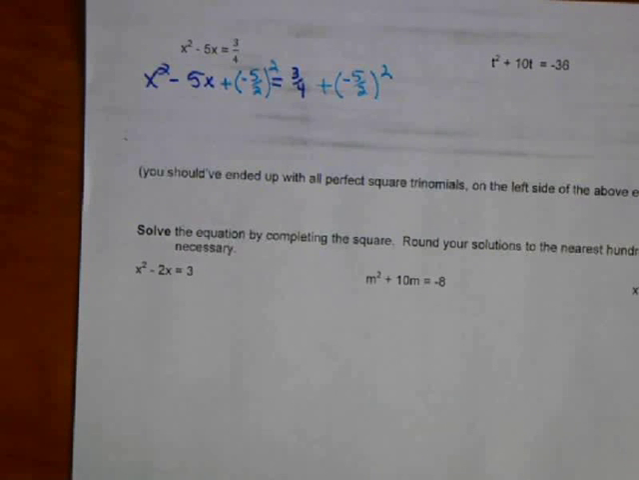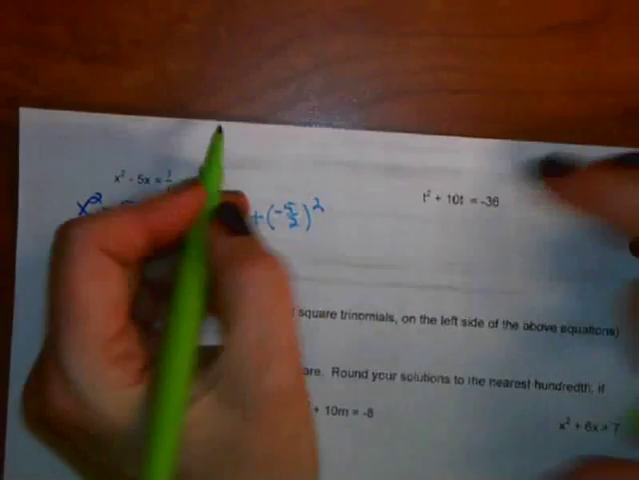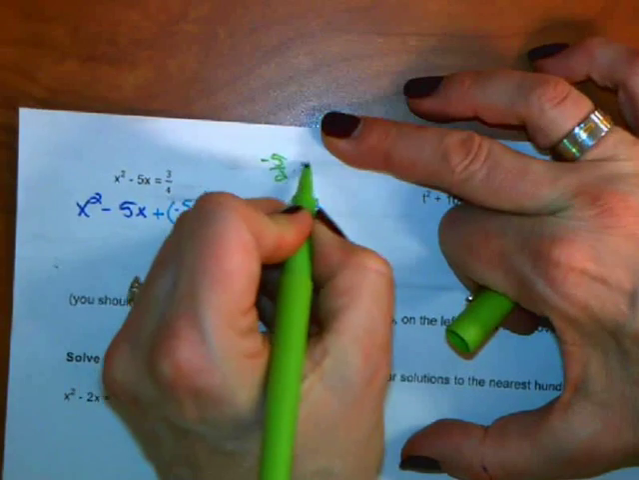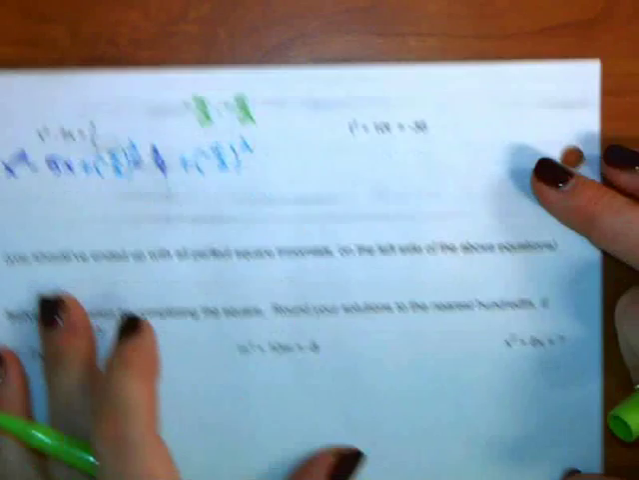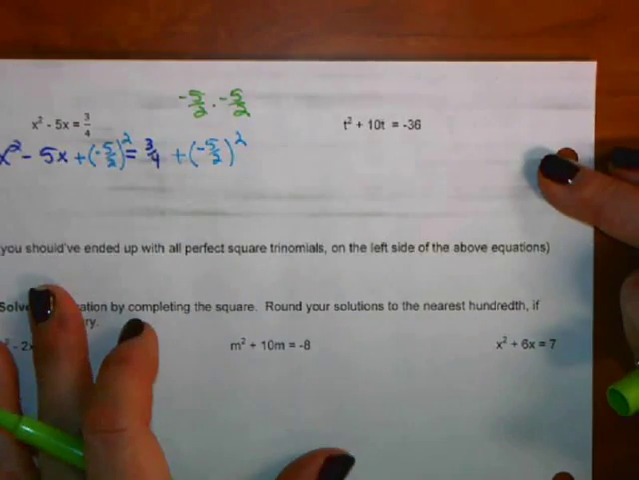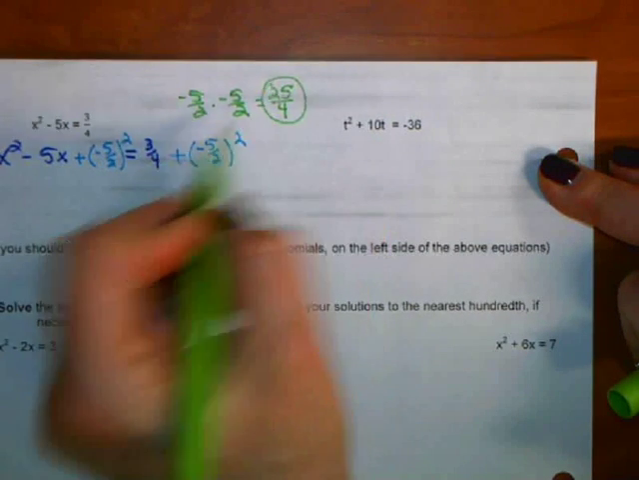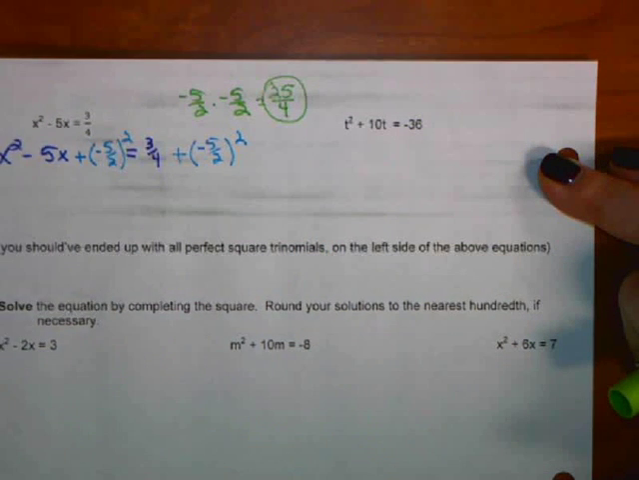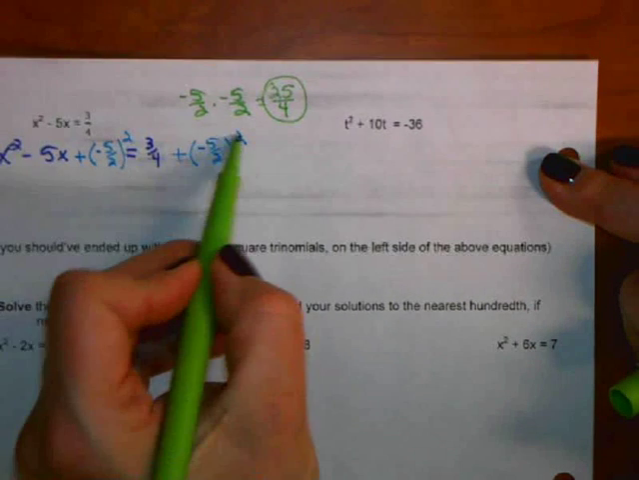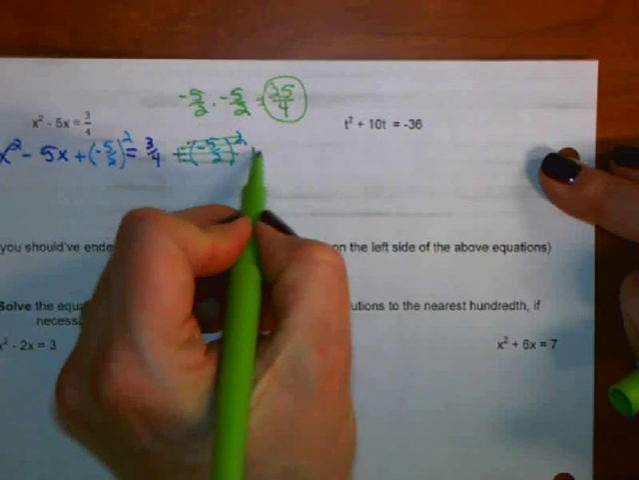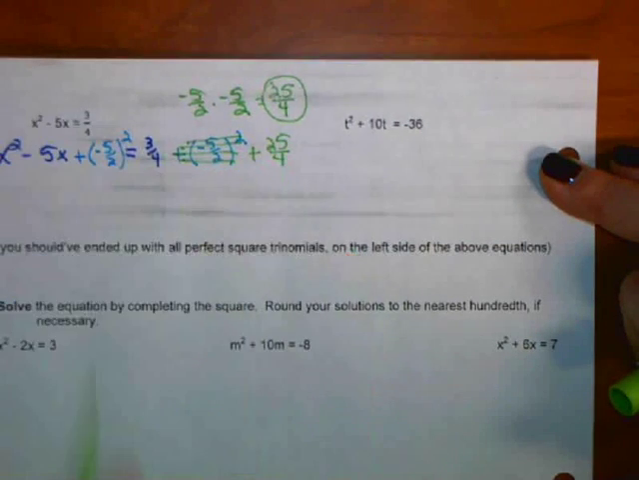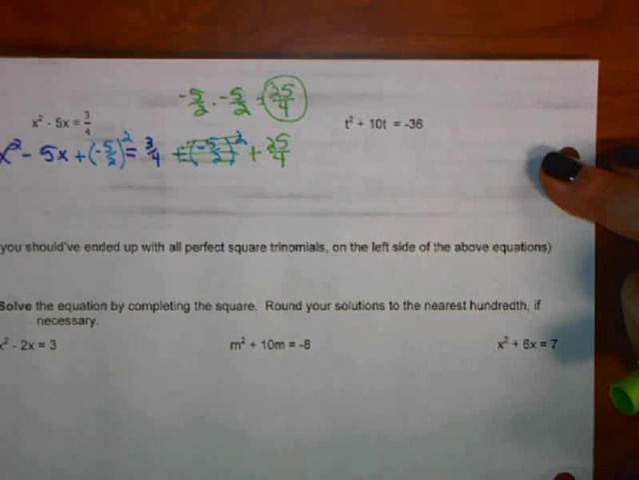Oh, you love fractions, don't you? As a side note, what's negative 5 halves times negative 5 halves? 25 over 4. That's what that equals. 25 over 4. So let's keep that in mind. So what I'm really adding here is 25 over 4. That's really what I'm adding to that side.